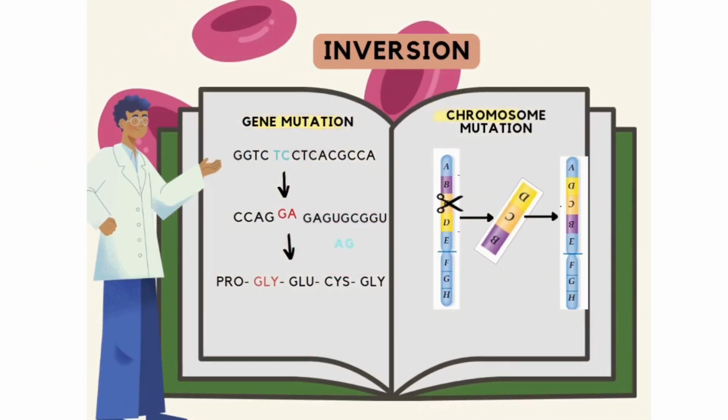Moreover, an inversion mutation is a type of gene mutation that occurs when a section of DNA in a chromosome is reversed. This changes the genetic code and can make it more difficult to read.